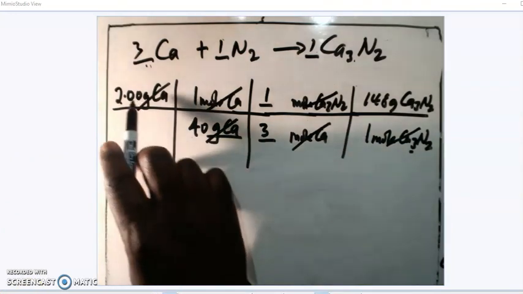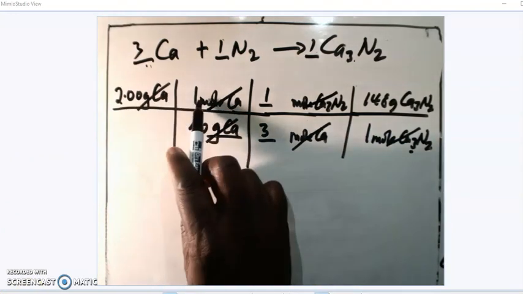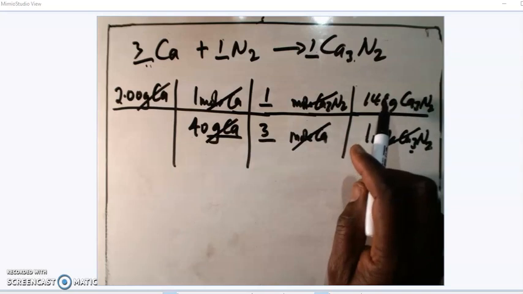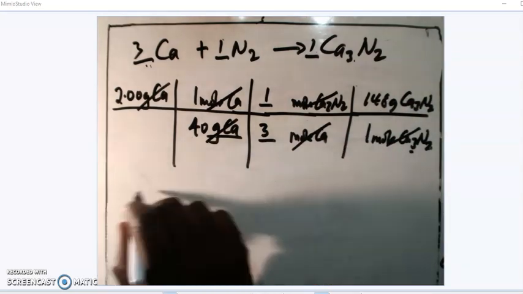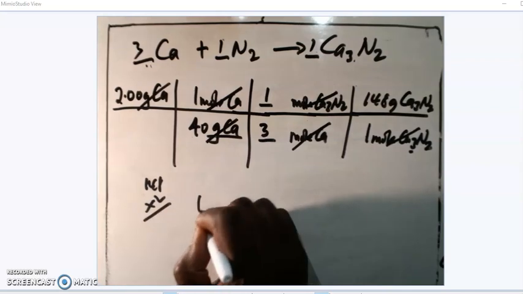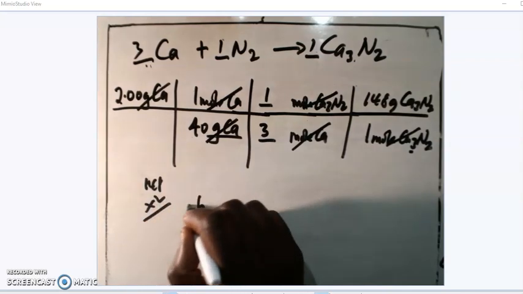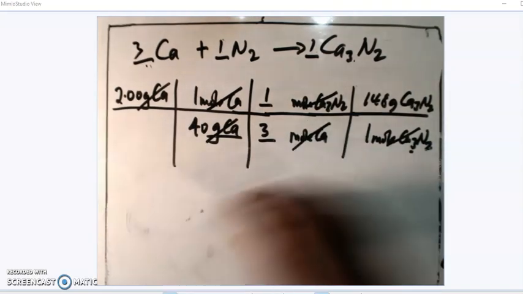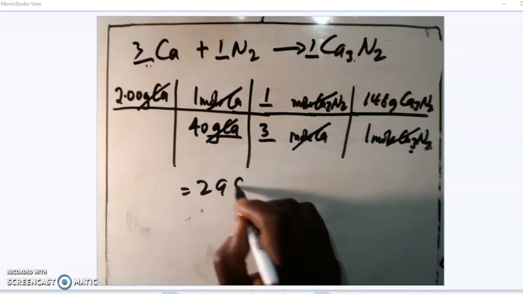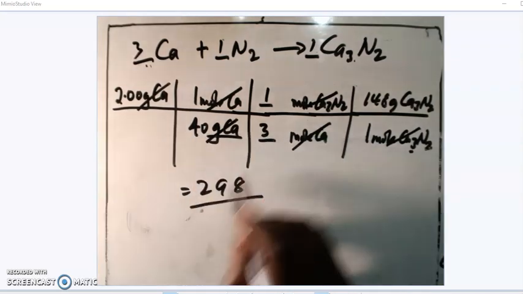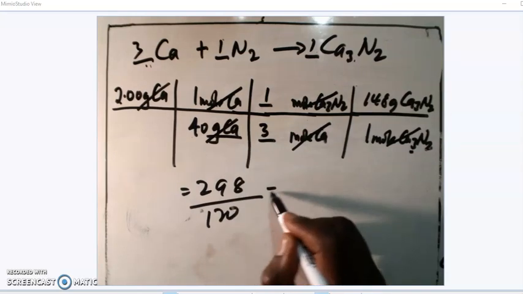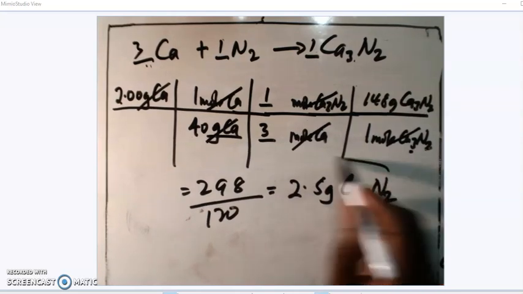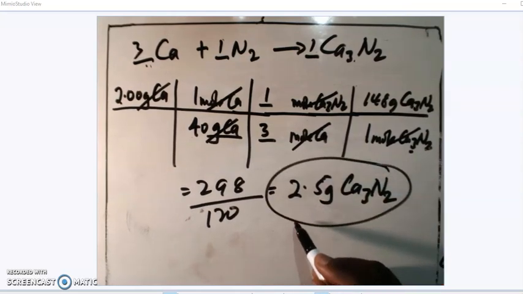So the next step is to now multiply the top. 2 times 1 times 1 times 148. Write it down. 148 times 2 will be 296. So it equals 296. Divide by 40 times 3, 120. This will give us 2.5 grams of calcium nitride. And this will be the amount of calcium nitride produced.